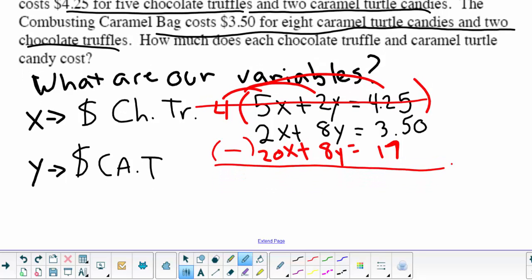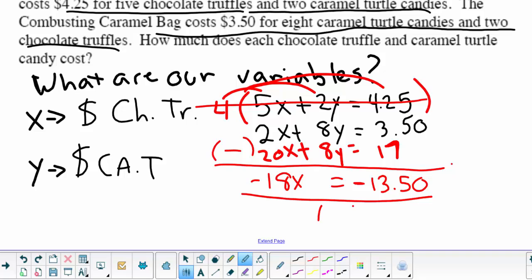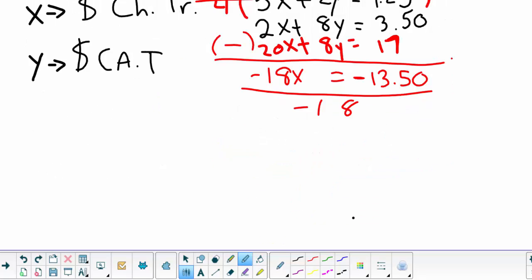So we got 2x minus 20x, that's negative 18x. 8y minus 8y is 0. Now we have 3.50 minus 17, so we're going to have a negative value there. Would that be negative 13.50, right? Now, last step, divide both sides by negative 18. We divide and we get x equals 0.75. That's telling us that our chocolate truffles cost 75 cents a piece.